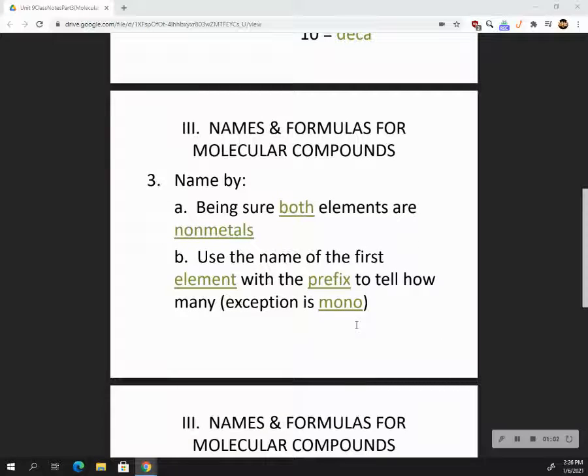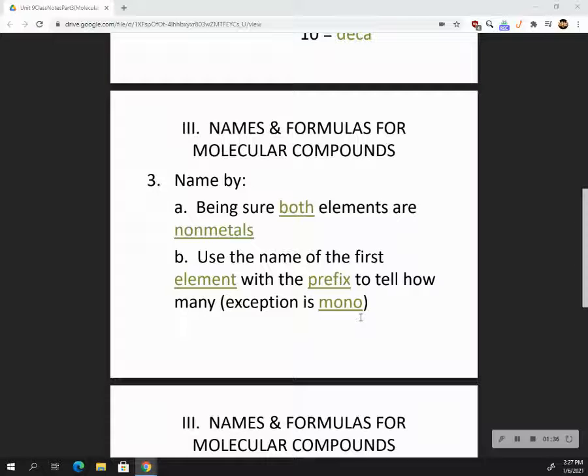Use the name of the first element with the prefix to tell how many it is, except for mono. So for instance, carbon dioxide is CO2. When we use the first element, we're talking about how it is only one if it has just its name. We don't do monocarbon dioxide. It's just carbon dioxide. So the only time we use mono is when it is on the back end of what we're talking about. So carbon monoxide would be CO. That's where we see where it's one.